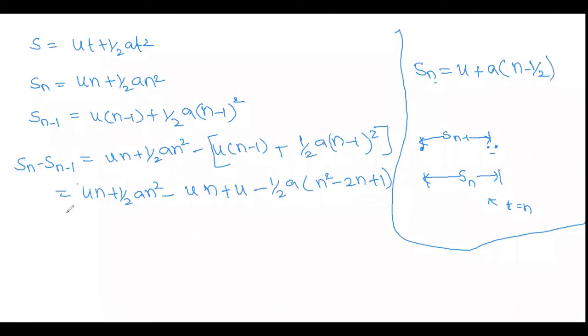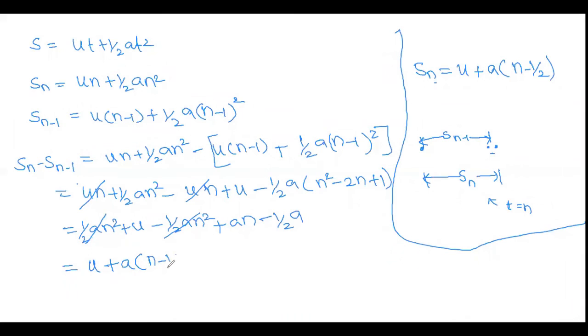Now if I simplify this, the un will cancel out. Next, what we are getting is half a n square plus u minus half a n square plus half a into 2n; the 2 cancels out and we get a into n, minus half a. The plus half a n square and minus half a n square cancel out. So what is left is u plus a, taking out common, n minus half. This is the distance or displacement traveled in the nth second.